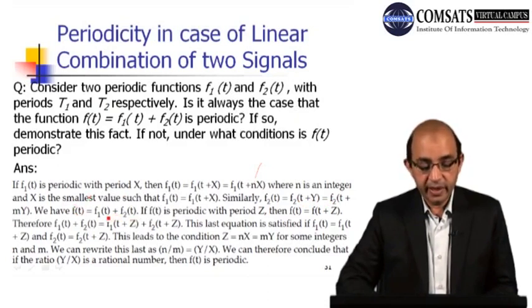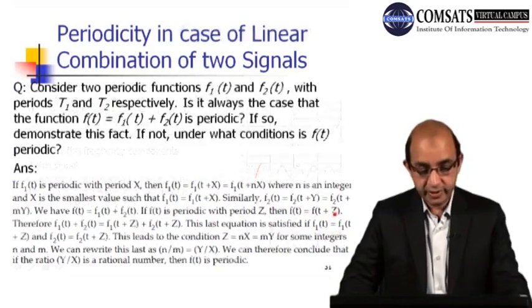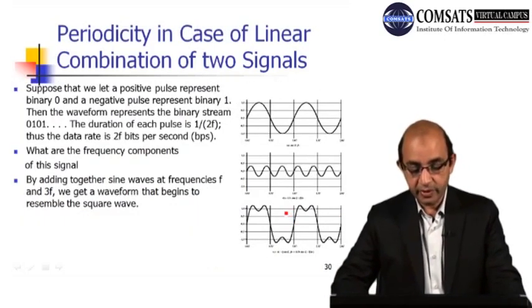So whenever we have a linear combination, or we are adding those signals, then the period will be z. So you can say f(t) is equal to f(t + z). So this is a very good example that we have.